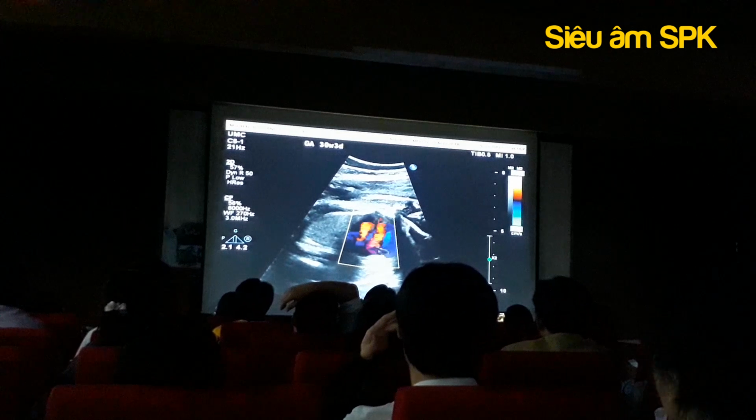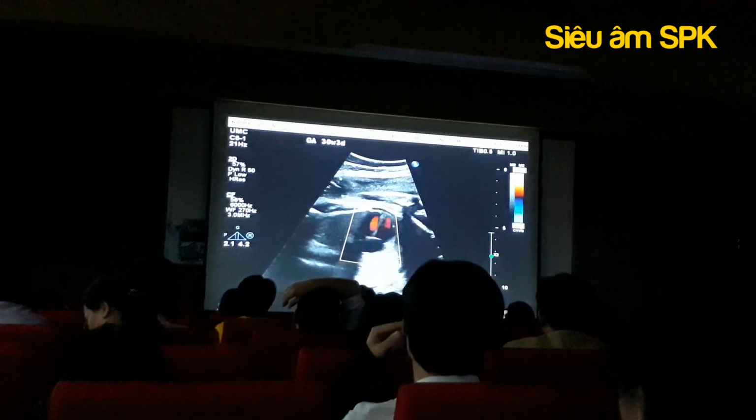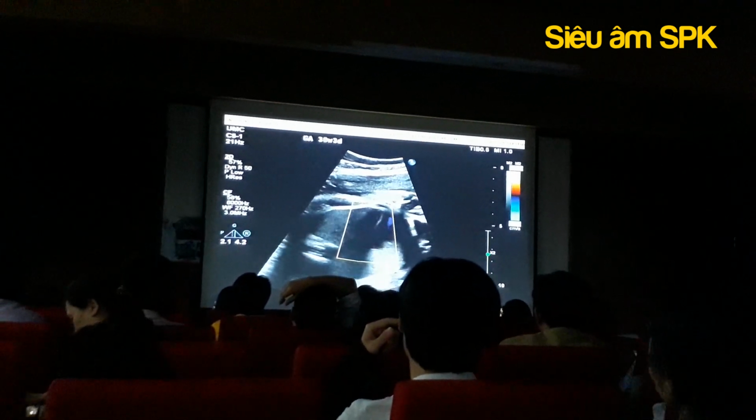Just a little bit more color Doppler showing no AV valve regurgitation.